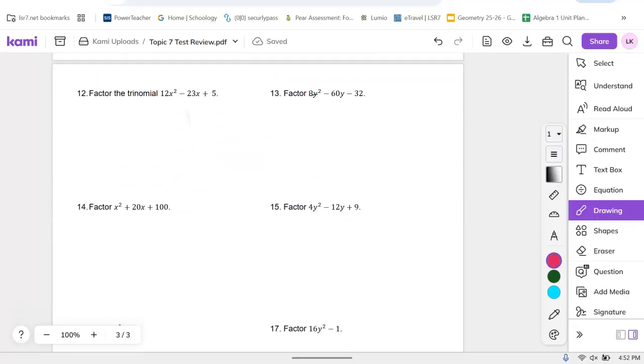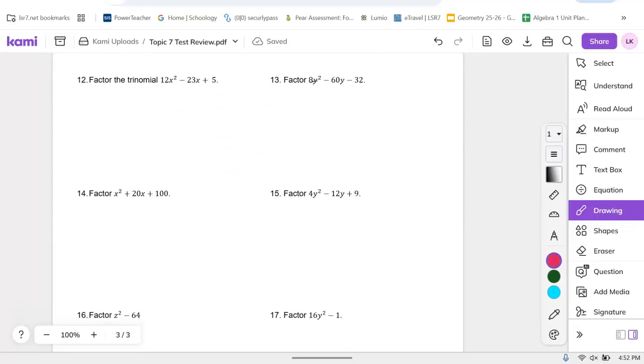Let's look at number 12. Factor the trinomial 12x squared minus 23x plus 5. I cannot bring anything out. Can't factor anything out. So I'm going to first multiply A times C. So A, B, C, multiply A times C. 12 times 5 is 60. So that goes on top. My B goes on bottom, 23.